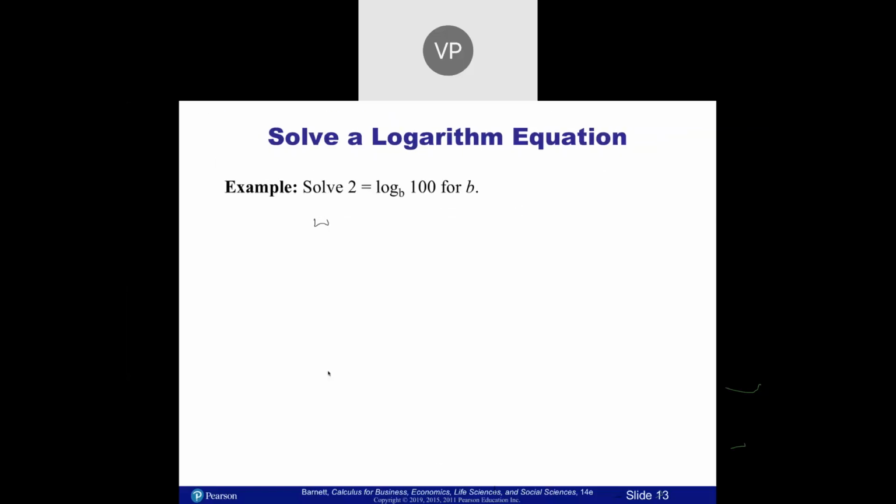I want you to know exactly where everything goes. Okay, so now they want us to solve this. One of our exercises, solve this equation. We have 2 equals log base b of 100. They want you to get the b by itself. Now this is why it's important to know your forms.